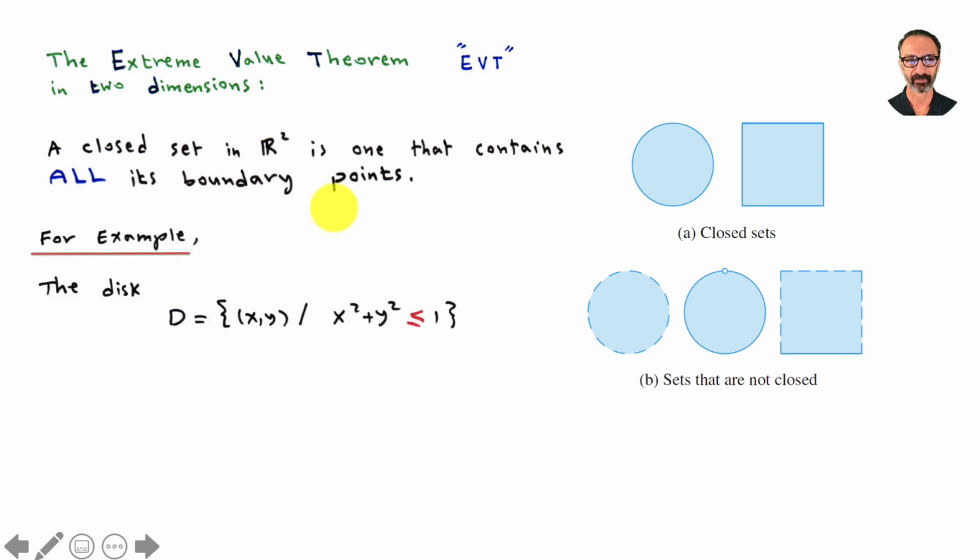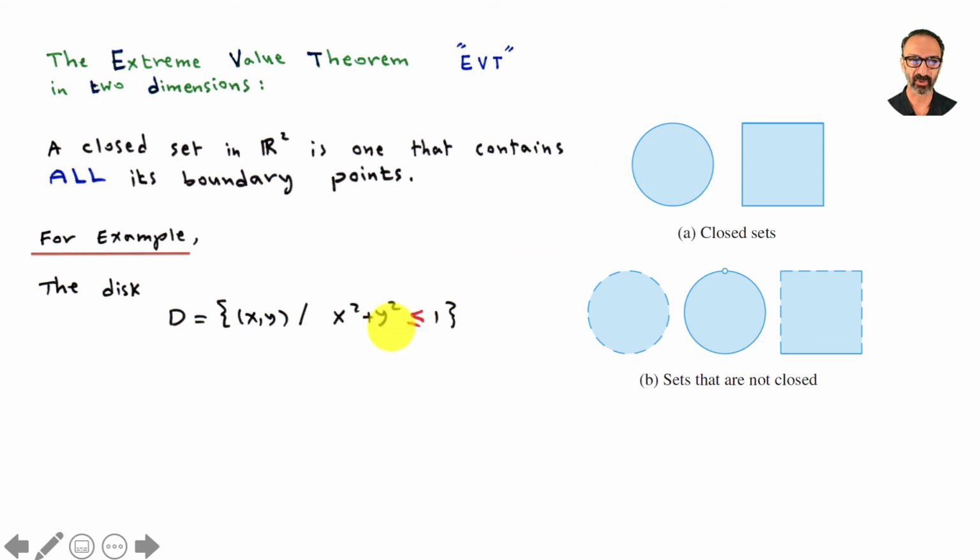For example, the disk D equals (x, y) such that x squared plus y squared is less than or equal to 1. Less than or equal to 1 means you include the boundary points and the inside part. That is like two statements in one.